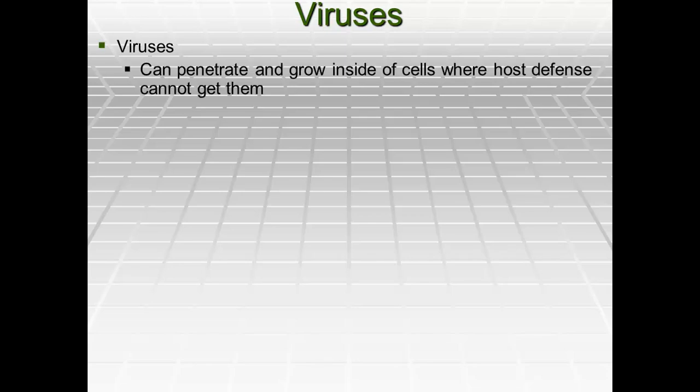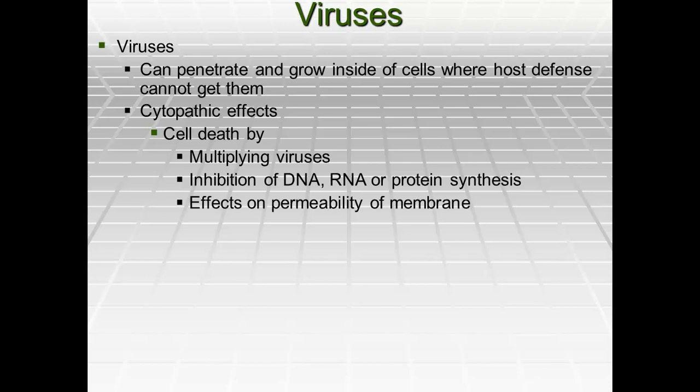Viruses can penetrate and grow inside of cells where the host defense can't get them. So then they have what we call cytopathic effects. Cytopathic effects are visible results of viral infection. So we'll see cell death by multiplying viruses, inhibition of DNA, RNA, or protein synthesis, and effects on the permeability of the membrane. Cytocidal versus non-cytocidal. Cytocidal effects result in cell death. Non-cytocidal effects cause cell damage but no cell death.